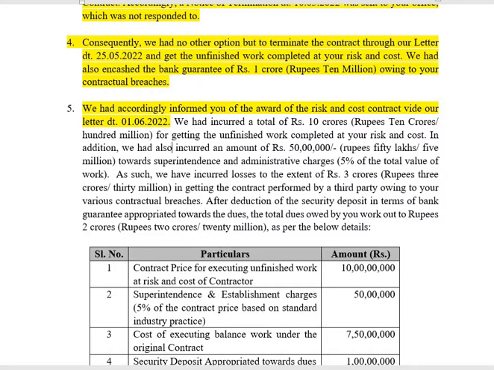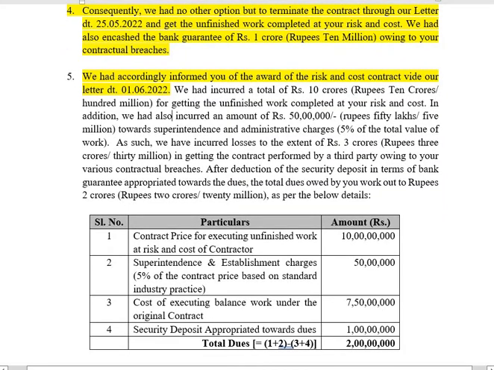The fifth part of the notice deals with losses and their calculation. Here, the total liability out of the contractual breach is rupees 2 crores or 20 million. The notice says in this regard, we had incurred a total of rupees 10 crores, that is 100 million, for getting the work, that is the unfinished work, completed at your risk and cost.